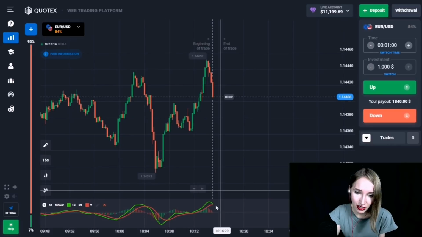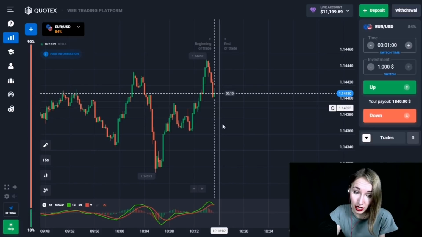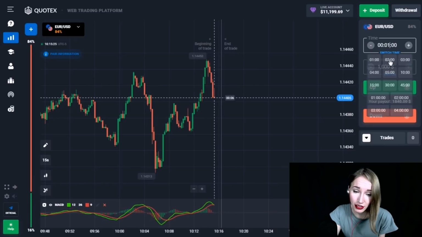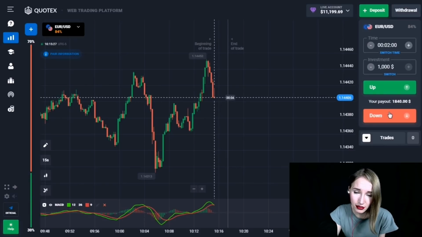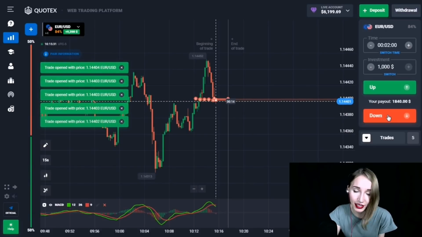So guys, in this situation our indicator is showing us that very soon there will be a reverse of the price. Also pay attention to the chart. We can also see the price is starting to fall. At this situation, let's open a trade with down. Let's do it for 2 minutes. I think this time will be quite enough here. So guys, let's check what can happen.